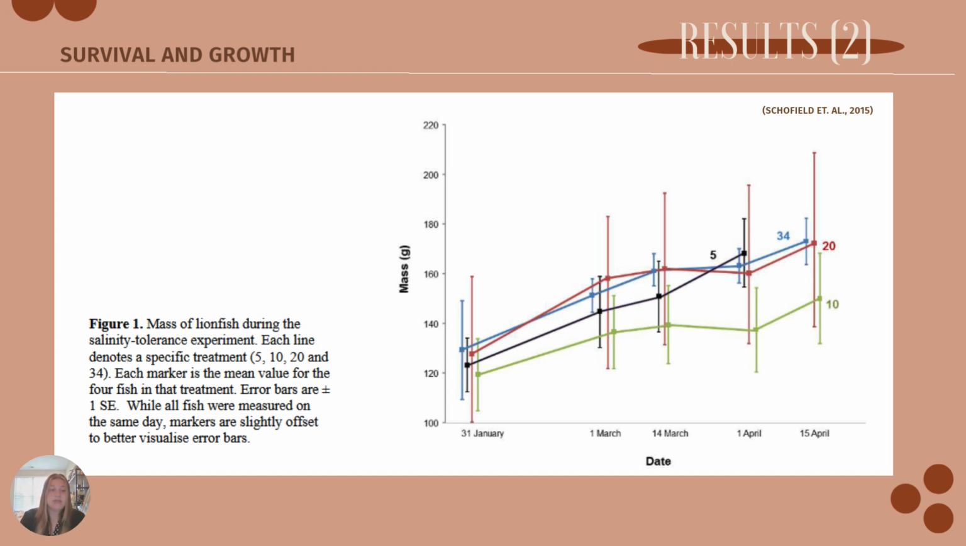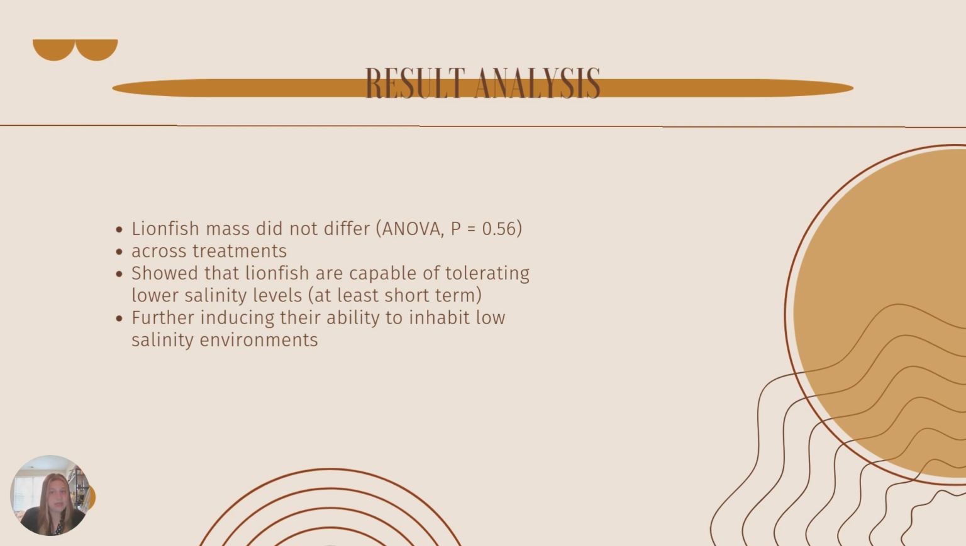This graph was from the testing of survival and growth of lionfish, which shows the mass of lionfish during salinity experiments. Each colored line shows a different salinity treatment. As you can see, there's not a huge difference between the salinity effects and the mass of lionfish, meaning that their growth wouldn't be changed.